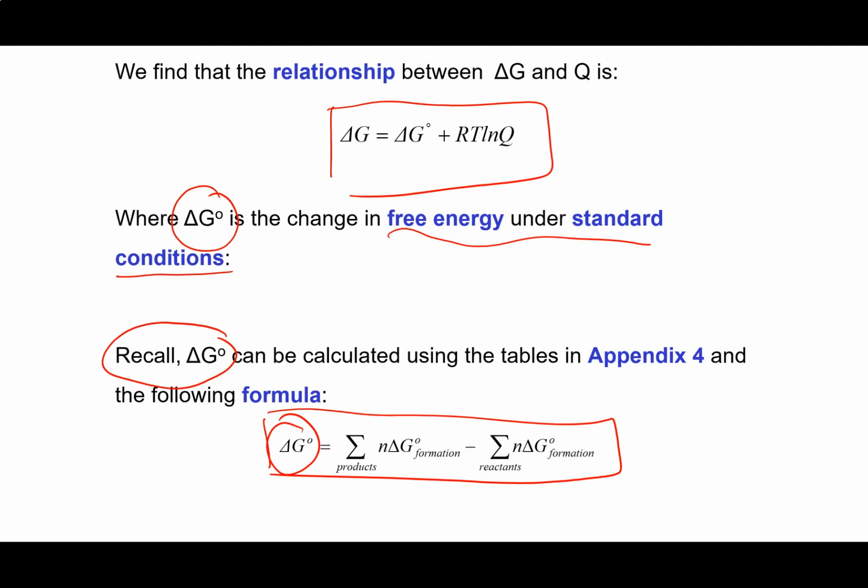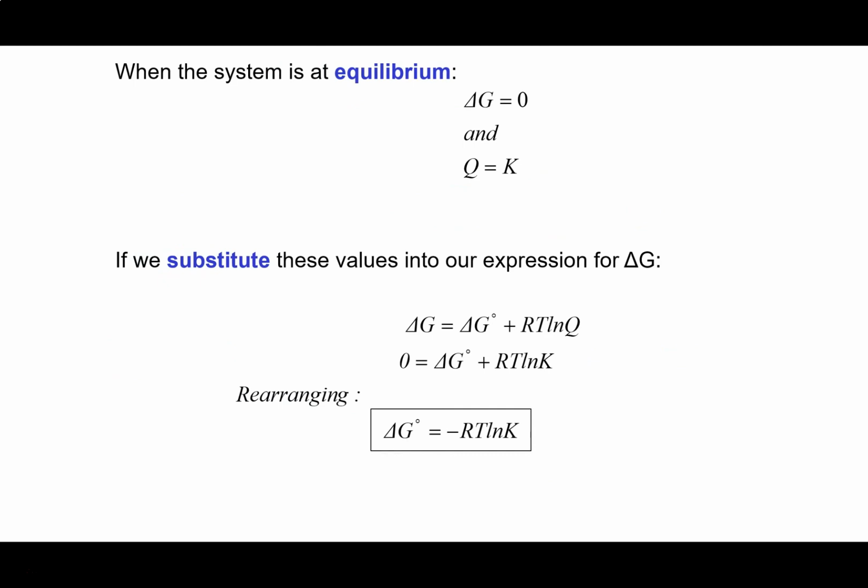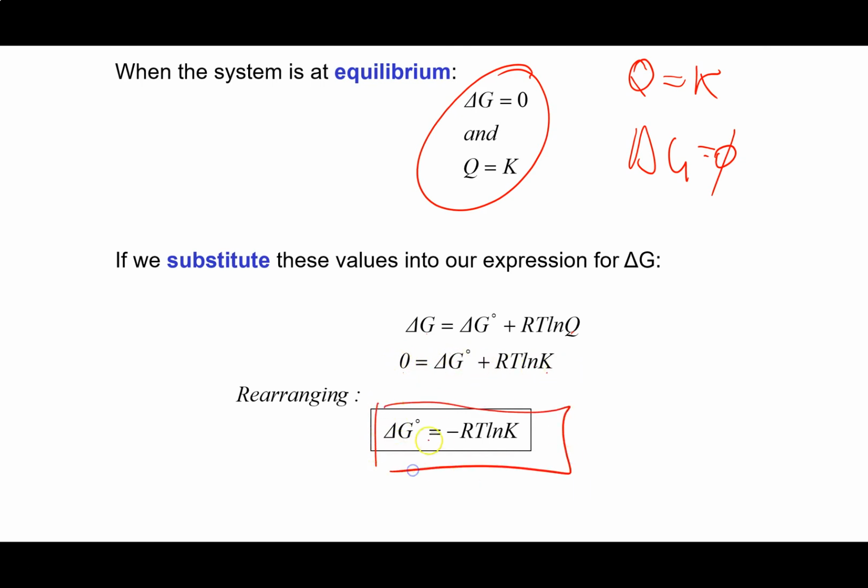It's interesting to think about what happens when Q is equal to K. When the system is at equilibrium, not only will Q equal K, but delta G will be equal to 0. We can substitute these into our expression for delta G. Delta G is 0 and Q is K, so 0 equals delta G naught plus RT log K, or reorganizing, delta G naught equals minus RT log K. So if you have delta G naught, you can always get K, and if you have K, you can always get delta G naught. We can interconvert between the two.